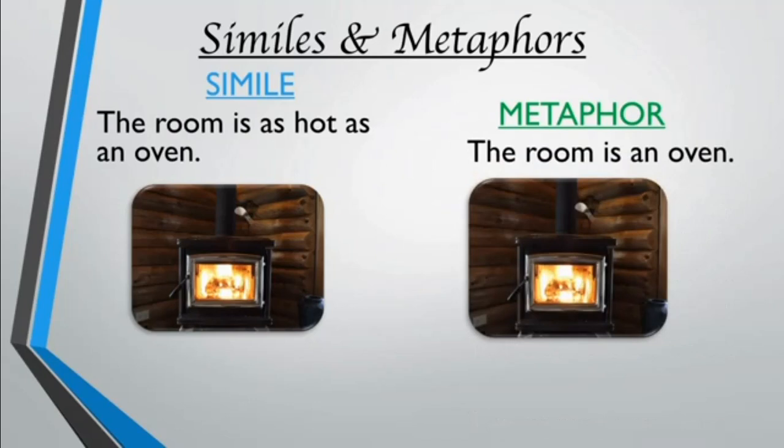Notice the difference. The room is as hot as an oven, and the room is an oven. See the difference with the simile and the metaphor? So in this case, we see that the room and the oven are being compared in the simile example, and then with the metaphor, directly calling the room an oven means that it's extremely hot.